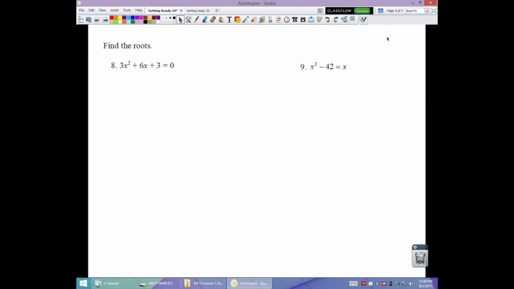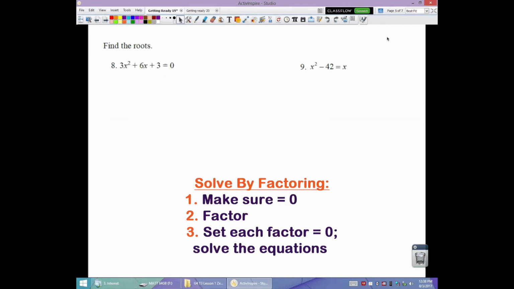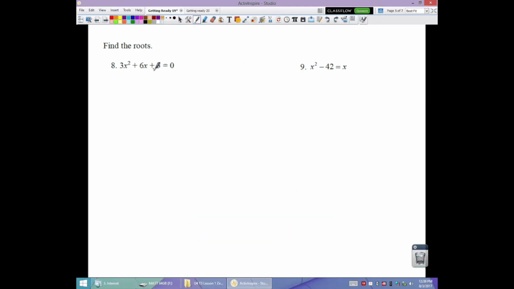Now the directions say find the roots. But again, that's exactly the same thing we've already done. It's just another word for it. The number 8, it is equal to 0. But when it comes time to factor, we actually do have a GCF this time. Let's take that out. We have 3 times, now 3 times what is 3x squared? That's x squared. 3 times something is 6x, that's 2x. And 3 times something is 3, that's positive 1.